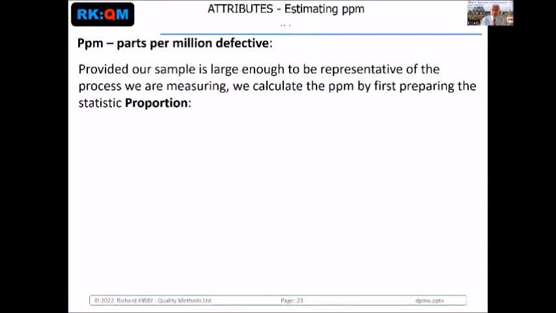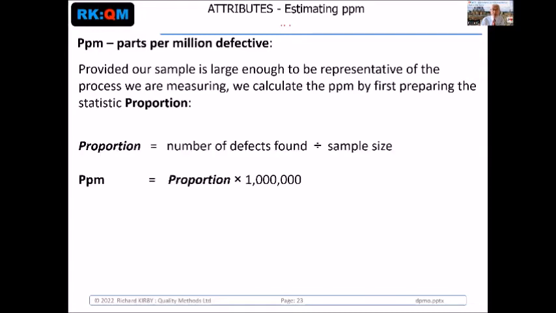For the moment, for attributes, let's just say the sample size is large enough. We shall look at deciding on suitable sample sizes in part 2. Provided our sample is large enough to be representative of the process, we calculate the ppm by first preparing the statistic proportion.